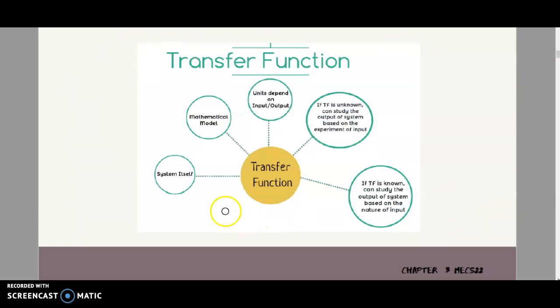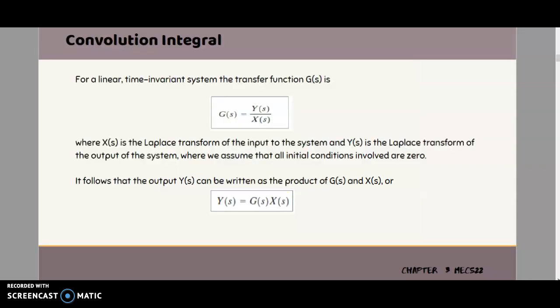This one is a summary for the chapter on the transfer function. There are 5 concepts, and you can read the previous slide. Next is about the convolution integral. You can find this in the Ogata textbook and in the Dorf textbook, which give more explanation about convolution.